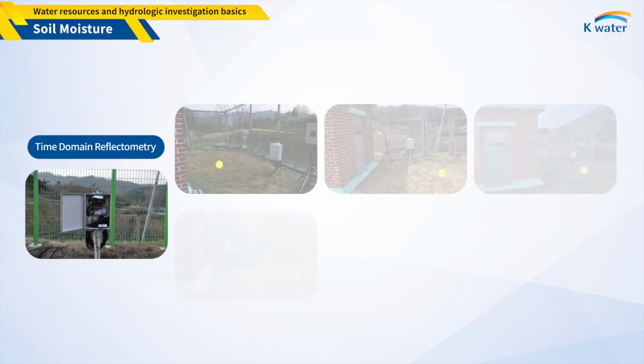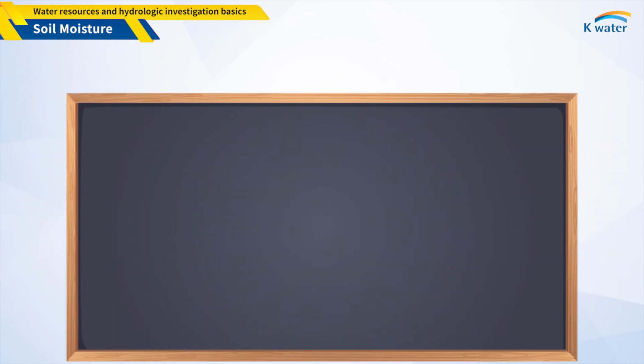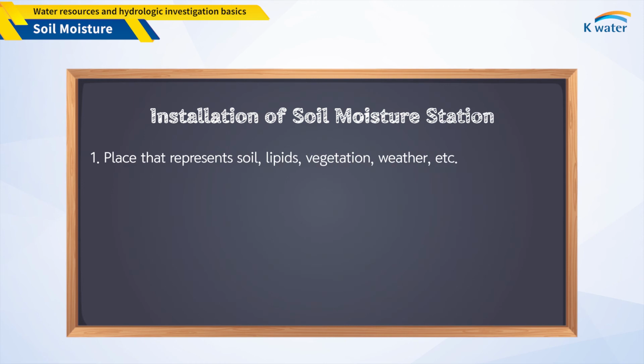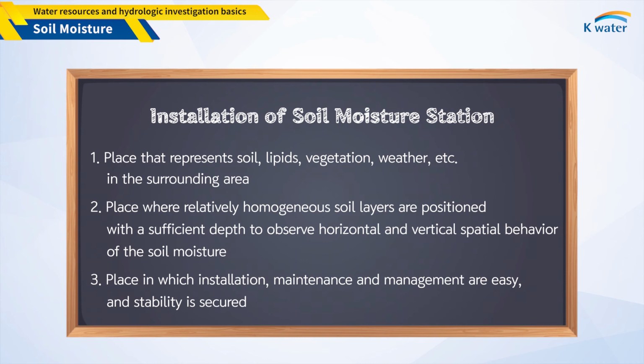Currently, K-Water is managing a soil moisture station. We're using the time domain reflectometry, TDR sensor to measure dielectric constant. A soil moisture observatory station should be installed in a place that represents soil, geology, vegetation, weather, etc. in the surrounding area. A place where relatively homogeneous soil layers are positioned with a sufficient depth to observe horizontal and vertical spatial behavior of the soil moisture. And a place in which installation, maintenance, and management are easy and stability is secured.